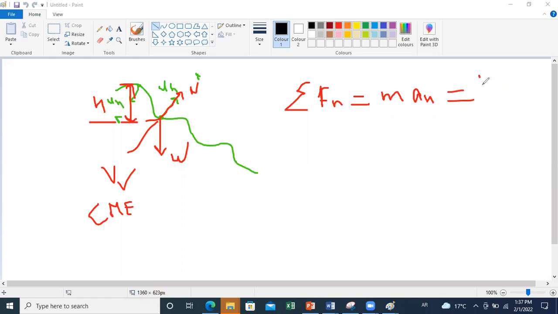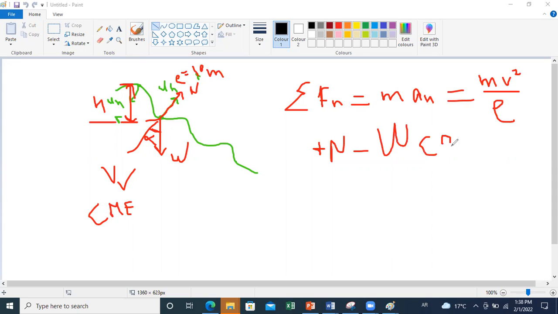So it's m v squared over rho. They should give you the radius of curvature. They will tell you that rho is equal, for example, to 10 meters, so you can use it to find an. And then when you project on an, you have the normal plus n minus, if we know the angle here, alpha, so minus W cosine alpha.